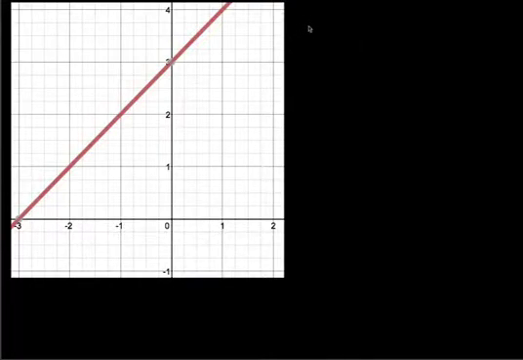All right, so let's remember that the equation for any line, or at least the slope-intercept form, is going to look like this: y equals mx plus b. And you might remember that m is our slope, b is our y-intercept, and then of course the y and the x are our two input variables, right?